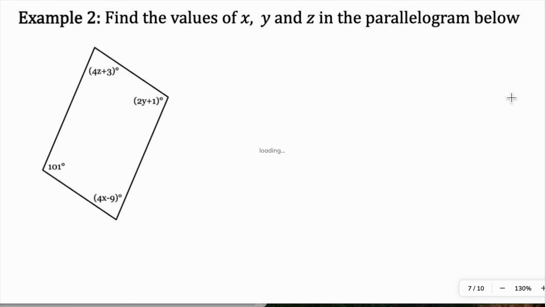This next one's going to require some steps. See if you can try this one on your own. So if you want to pause the video here, go ahead. But when you're ready to check it, go ahead and click play to see what we come up with.